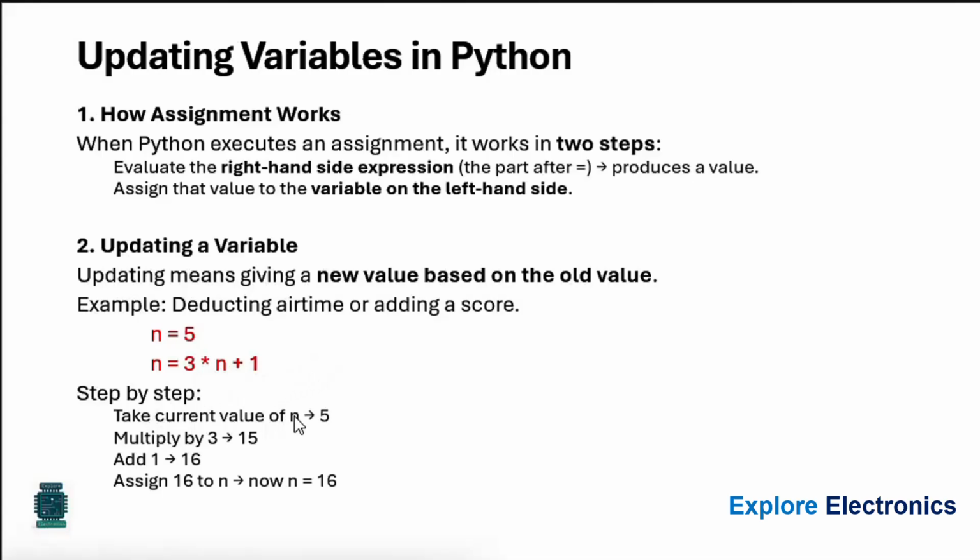Here the current value of n is 5, and multiplying it by 3 gives 15. Add 1, it will give 16. Assign 16 to n. You have to assign 16 to that n. This is the present value of n. n is equal to 16.